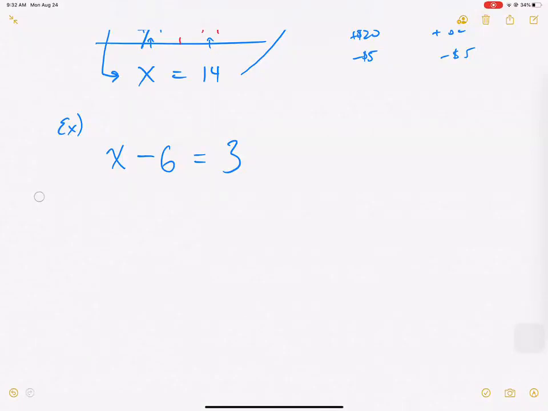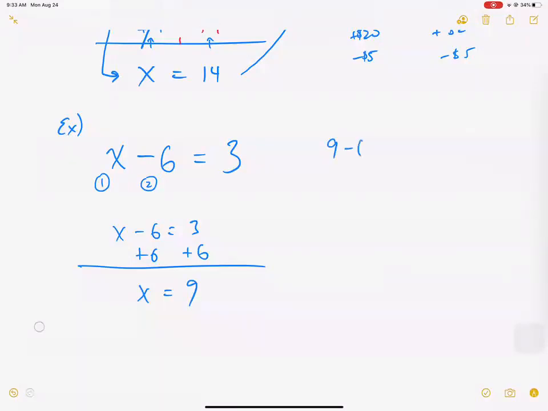Okay, so I saw a lot of great answers. So step 1, identify what the variable is. I see the variable is x. Step 2, figure out what we want to get rid of. We want to get rid of the -6. The opposite operation of -6 is add 6. So we're going to add 6 to both sides. We see that the operation cancels out on the left side. So x is by itself, and we're left with 9. Double check. 9 minus 6 is 3.